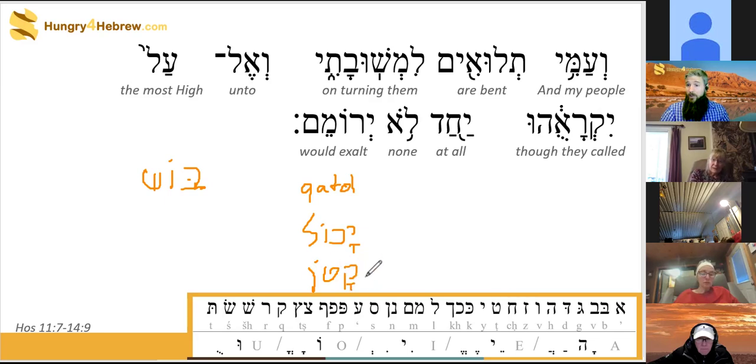Small. He will be tiny. He was small. He was insignificant. What is yachol? Able. He was able. Remember, it's a state of being verb.